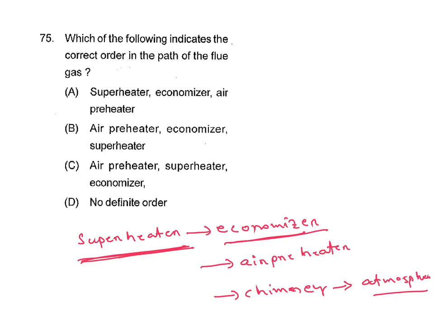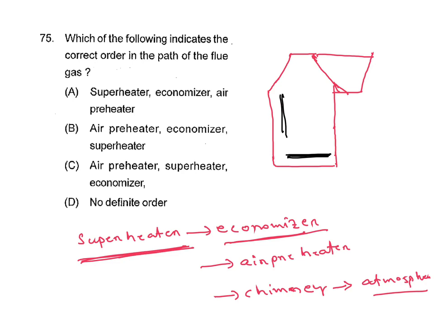Here, this is the schematic diagram of a boiler. Here you will get the furnace. Here water wall panels, on all sides. Then in this area you will get the superheater, these are coils. Then it will go to the economizer, then the air preheater, then it will go to the furnace.